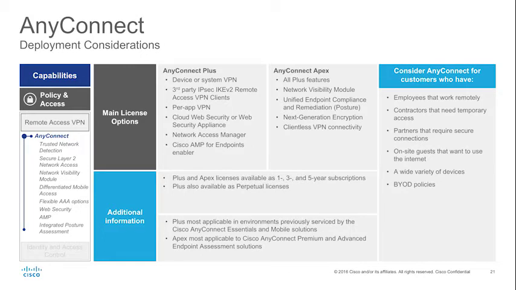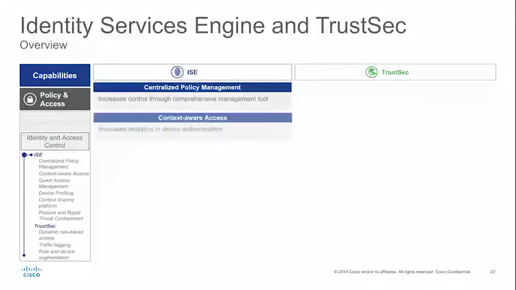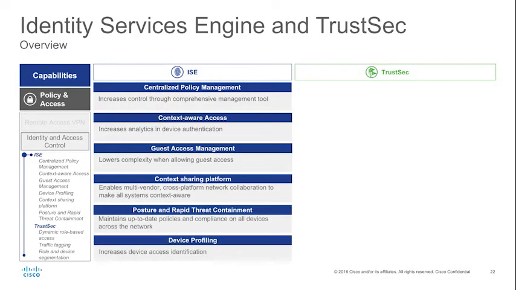Any company allowing employees to bring their own devices can use AnyConnect to ensure fast and secure connections to company information. In addition to Remote Access VPN, Cisco's Secure Access solution also includes Identity Access Control, including Identity Services Engine and TrustSec. Cisco's Identity Services Engine, or ISE, provides a number of features that ensure consistent control and business flexibility: centralized policy management, context-aware access, guest access management, device profiling and device posture, and rapid threat containment.